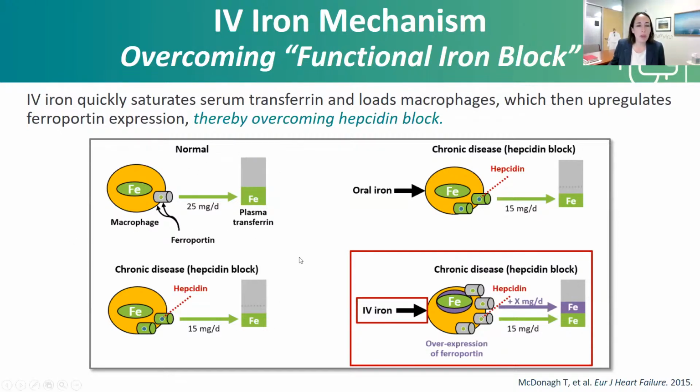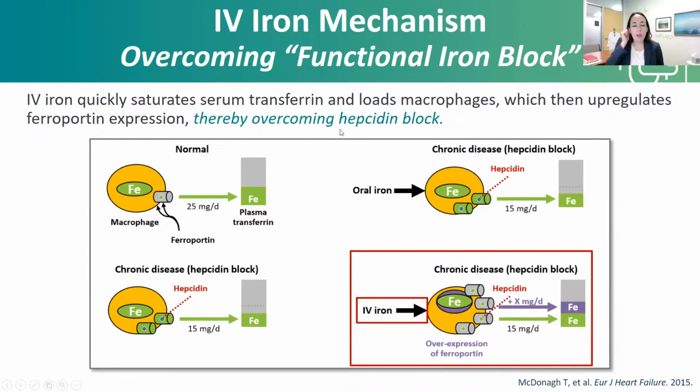Here on the top left corner of the screen, you'll see a normal individual that has iron stored in the macrophage. You have a normal ferroportin, and that iron is transported out to be bound by transferrin. In chronic disease, in the lower left-hand corner, you have hepcidin blocking ferroportin, so you can still get some iron out, but to a lesser extent than someone who is not inflamed.